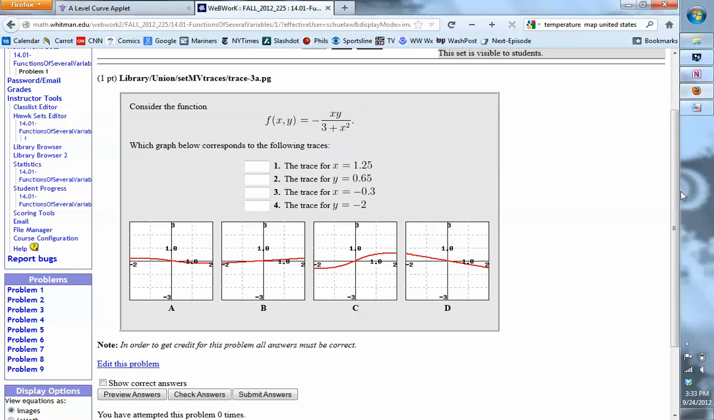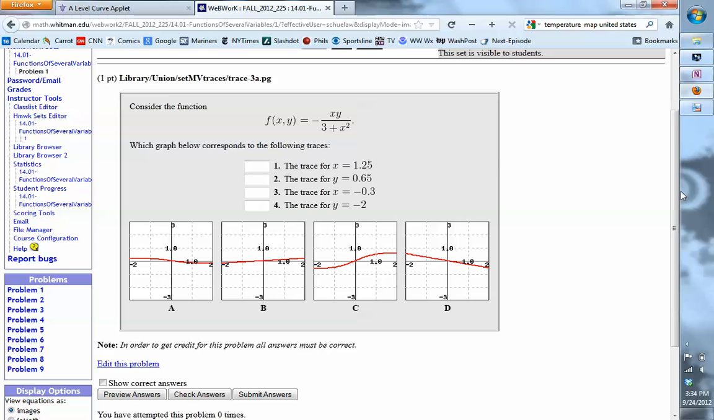So the first box is, which one is the trace for x equals 1.25? So what do they mean by trace? This is what I was calling a parameter curve. So you fix x at 1.25 and you allow y to vary. And that's going to trace out a curve, right? In the xz plane. Sorry, in the yz plane. In the yz plane.